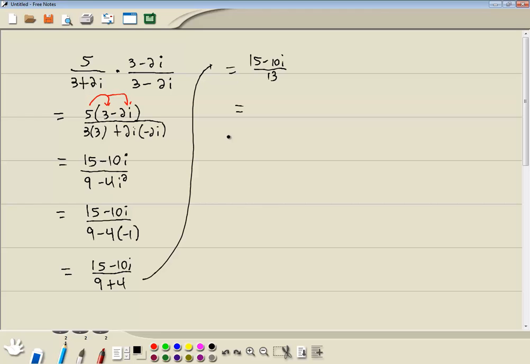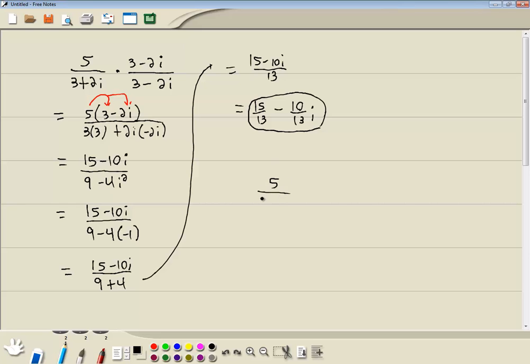Now you always want to write it in standard form. The standard form says you split apart your real part from imaginary. So I'll put the 15 over 13 minus 10 over 13 with an i to the side. And that's our answer.